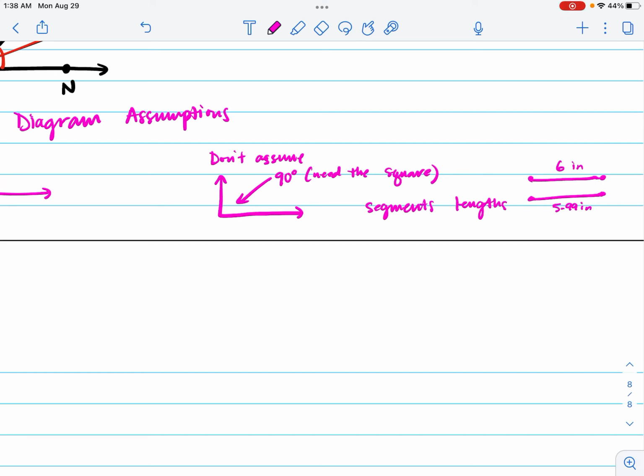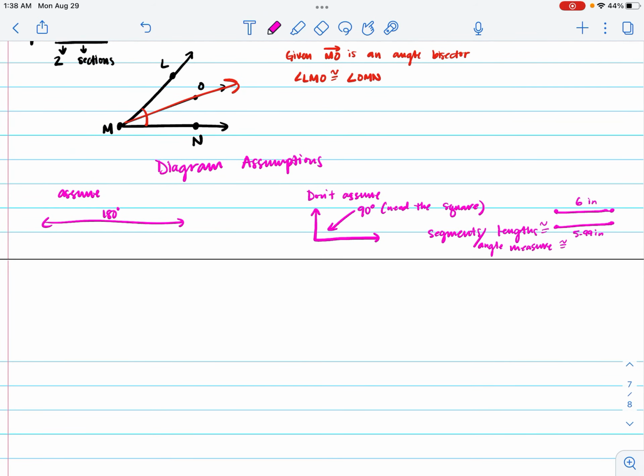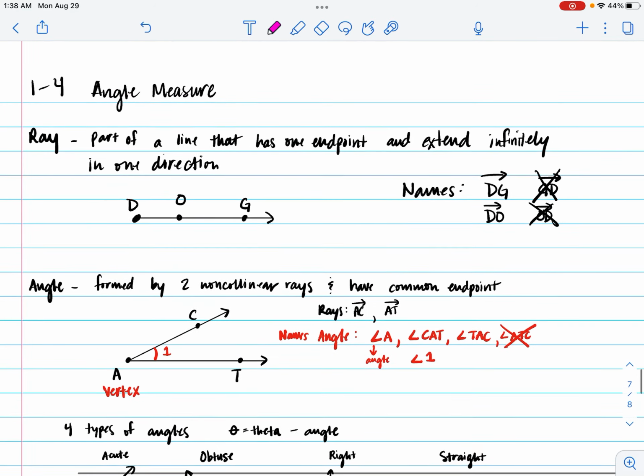Same goes for angle measures while you're at it. If angles look like they're the same, let's put segment lengths and angle measures. Don't assume angle measures are congruent. Okay? So those are things that you want to just be aware of when you're looking at diagrams.